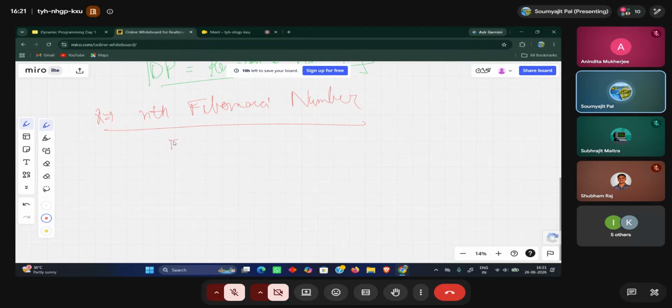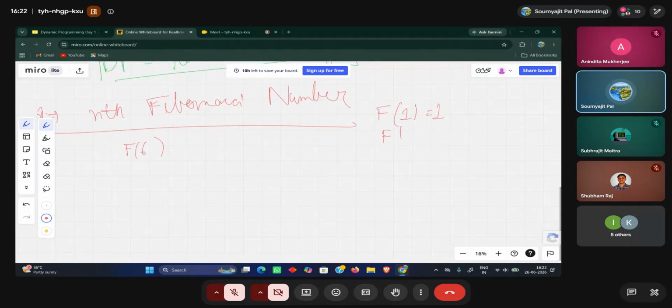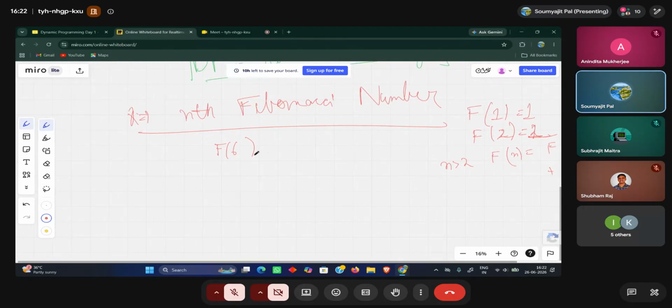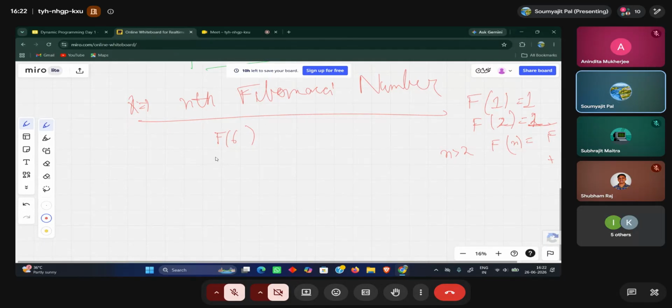Suppose I need to find F6. If you don't know, the first Fibonacci number is 1, and the second number is also 1. For n greater than 2, Fn is equal to the sum of the previous two terms, that is Fn minus 1 plus Fn minus 2.